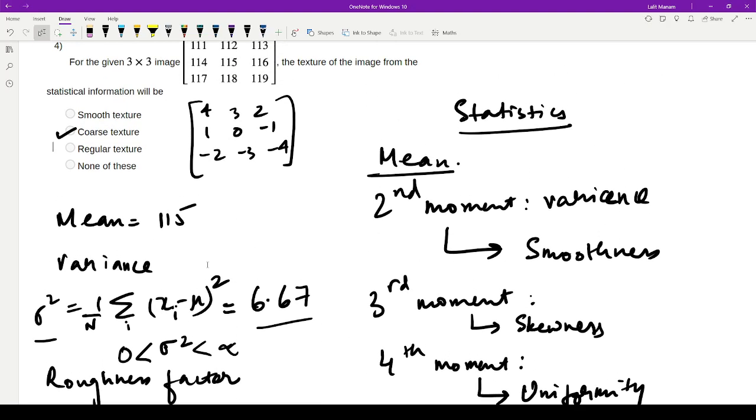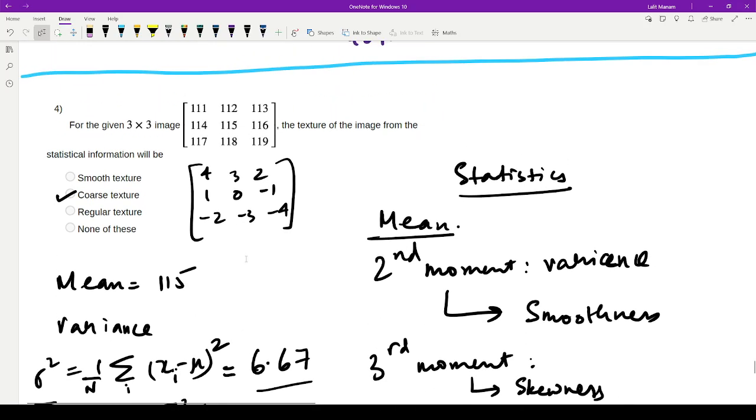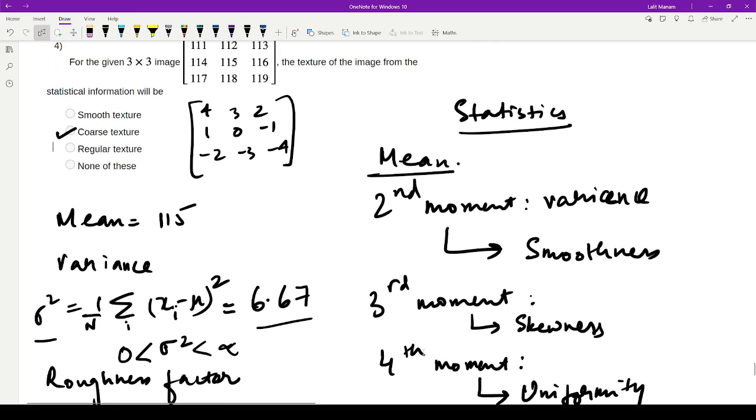Sorry, how do we identify a regular texture or a fine texture? So it's either fine or coarse. It's coarse since it's close to 1. Regular, what do you mean by regular? Was there a definition of regular in the class? No, sir, regular was not defined in the class. There was no definition provided for this.